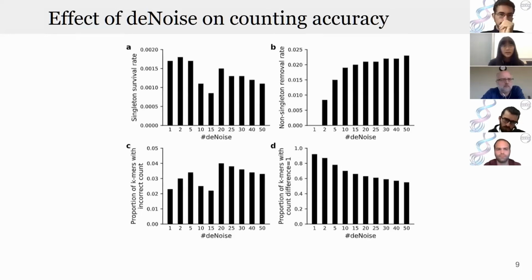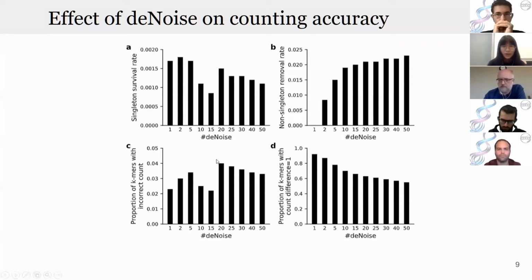We also evaluated the effects of denoise on counting accuracy. We first studied the singletons, which are k-mers occurring only once in the read. Panel A shows that less than 0.2% of singletons were removed by denoise and retained in the CQF due to hash collision, and less than 2.5% of non-singletons were removed by denoise, as shown in panel B.